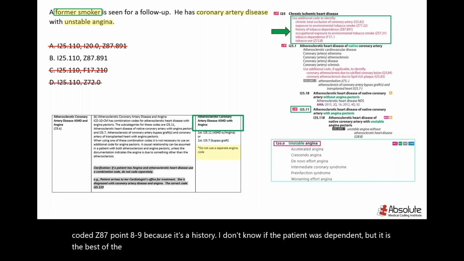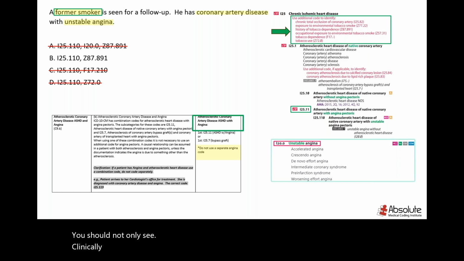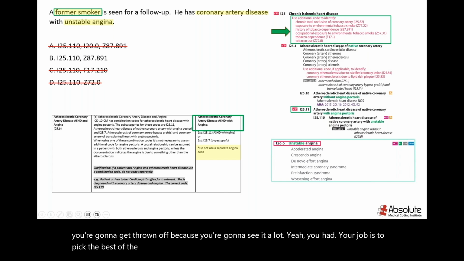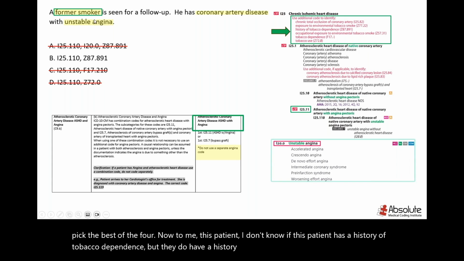And that's something that we're going to have to get accustomed to. You should not only see clinically correct scenarios and answers. You shouldn't, because when you take that exam, you're going to get thrown off because you're going to see it a lot. Your job is to pick the best of the four. Now, to me, I don't know if this patient has a history of tobacco dependence, but they do have a history of tobacco use. They definitely do. So that is the best of the four.